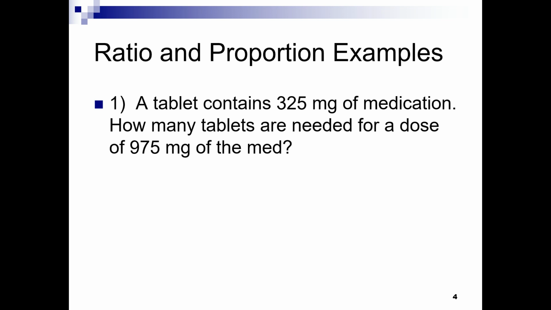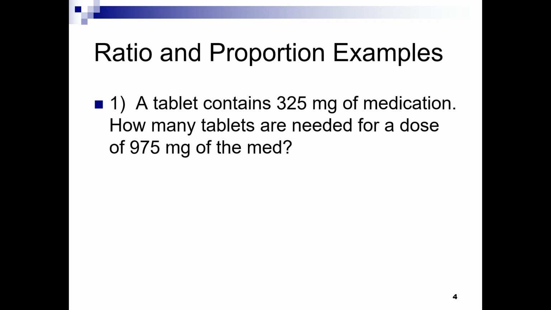As I read through this problem, I read that a tablet contains 325 milligrams of medication, and I am asked how many tablets are needed for a dose of 975 milligrams of the med. You may have a concept of how to set this up because it is similar to the problems that were in your pre-lecture video. When I set up a ratio and proportion word problem, I want to pick items that go together to create my first ratio.